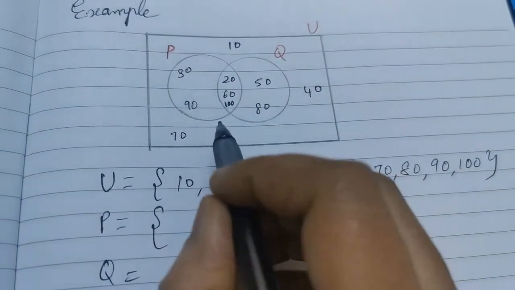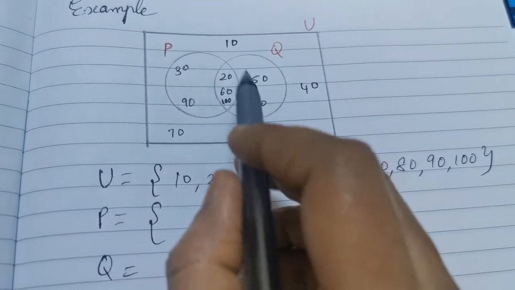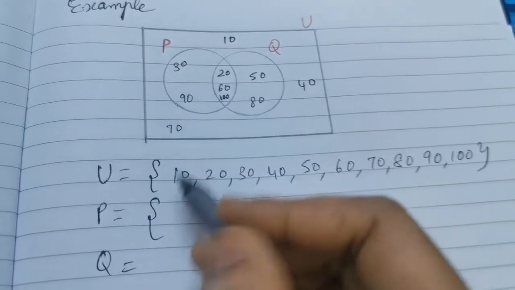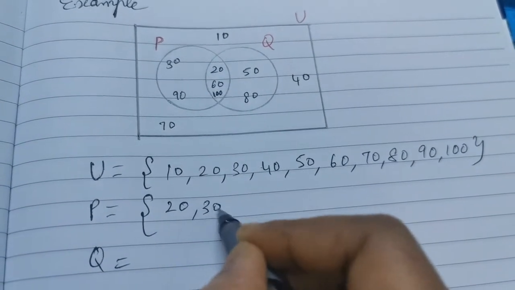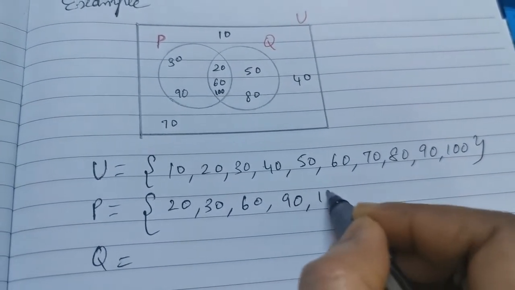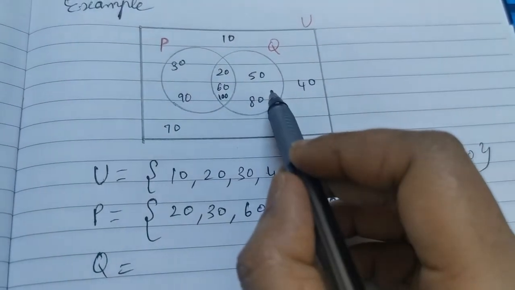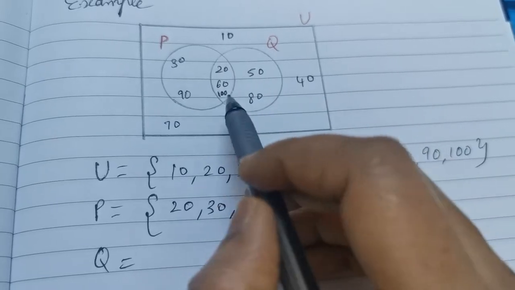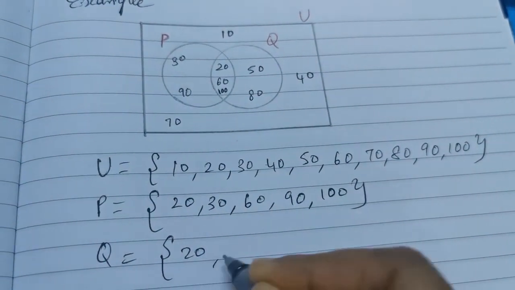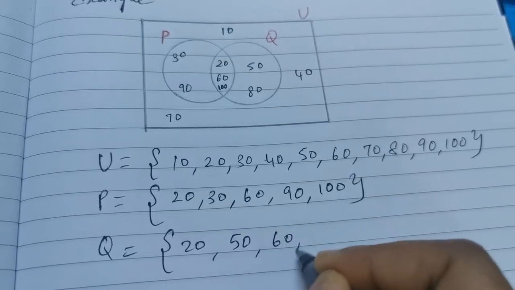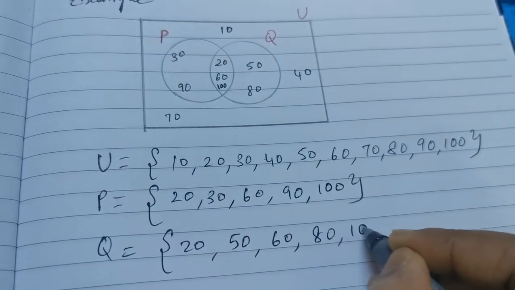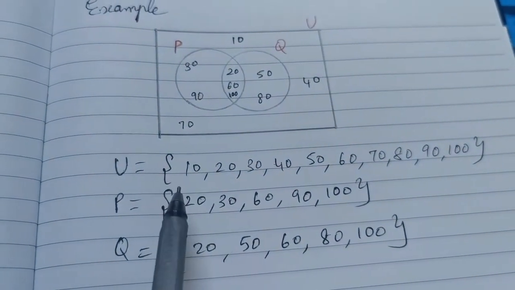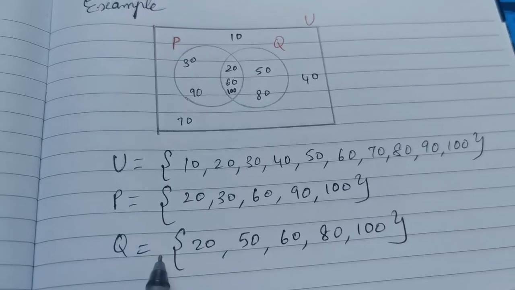Now P is represented using the first circle. So the first circle has 20, 30, 60, 90 and 100. Now the set Q. The set Q is the second circle. So it has 20, 50, 60, 80 and 100. So we have written down the elements of the universal set, set P and set Q.